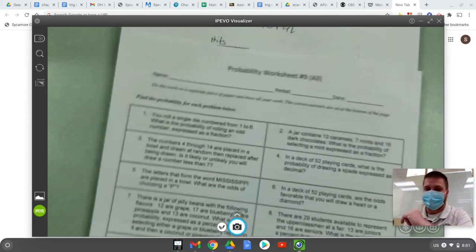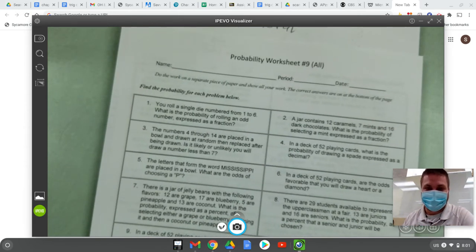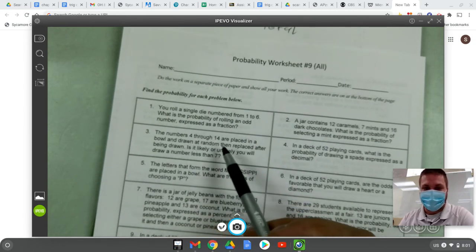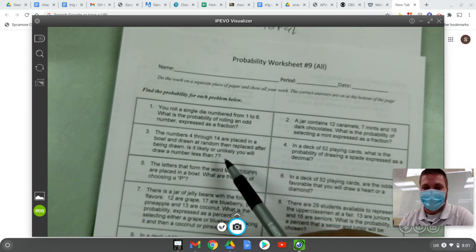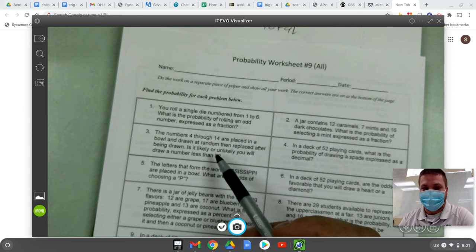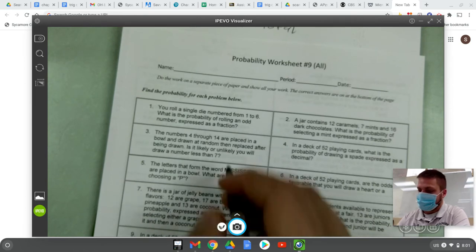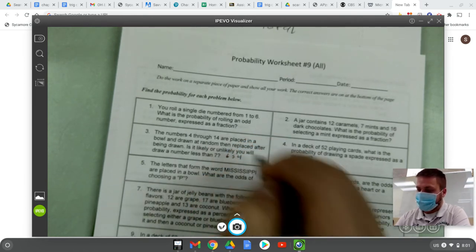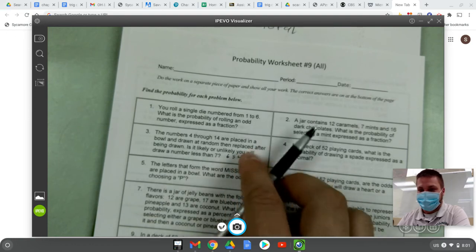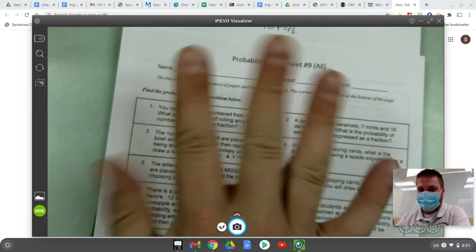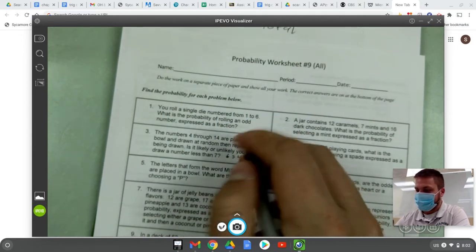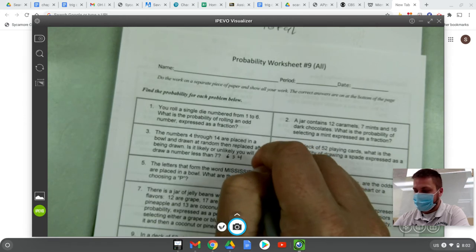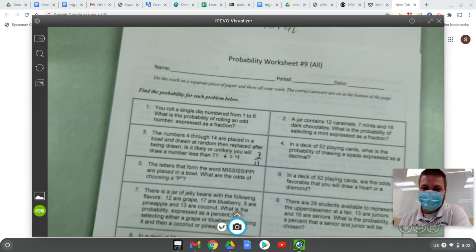Let's look at some of these. This is your homework sheet. We'll do some of these really fast. Numbers 4 through 14 are placed in a bowl and drawn at random, then replaced after being drawn. Let's just find the probability of drawing a number less than 7. How many numbers are less than 7? There's 6, 5, and 4, out of how many total numbers? 4, 5, 6, 7, 8, 9, 10, 11, 12, 13, 14. There are actually 11 numbers. So out of 11 total numbers, 3 of them are less than 7. There's a 3 out of 11 probability.